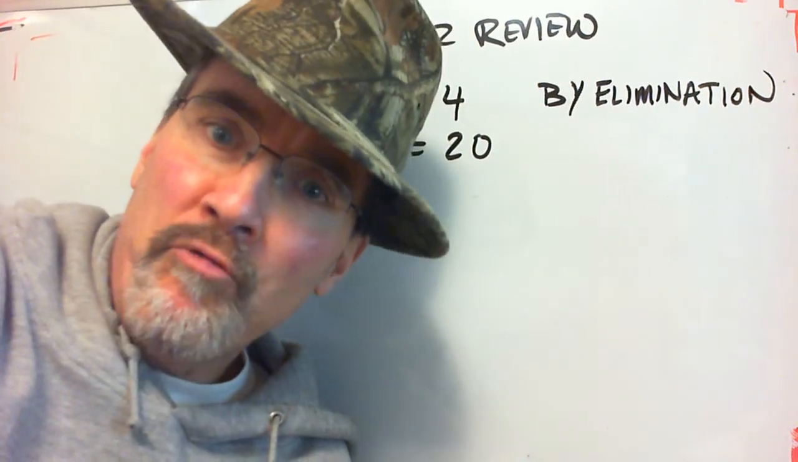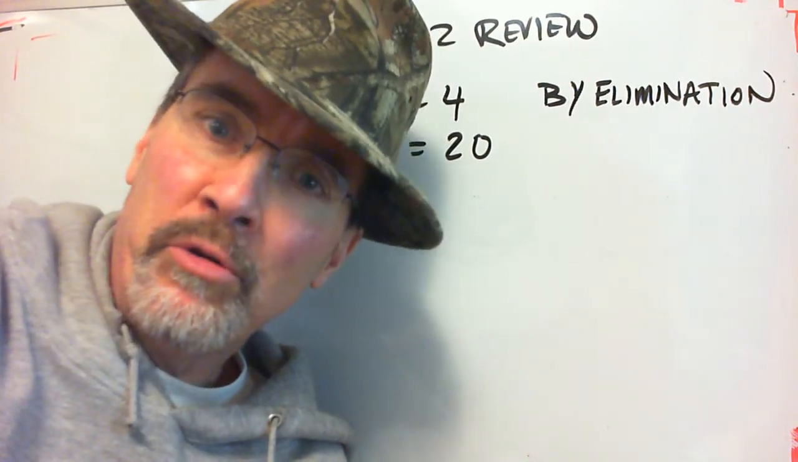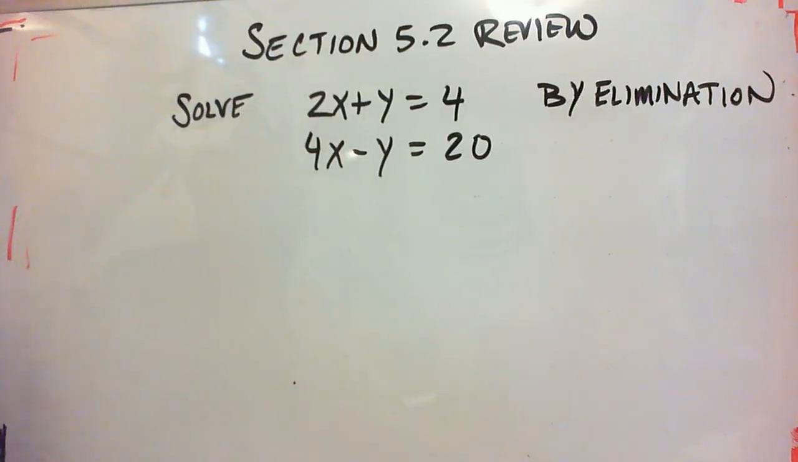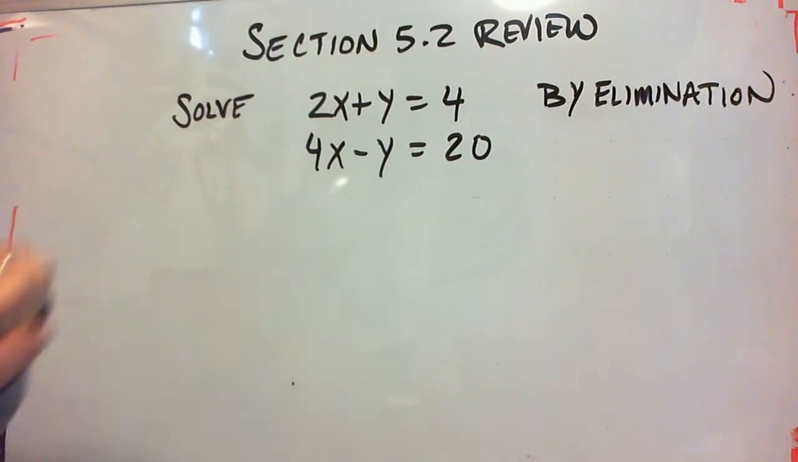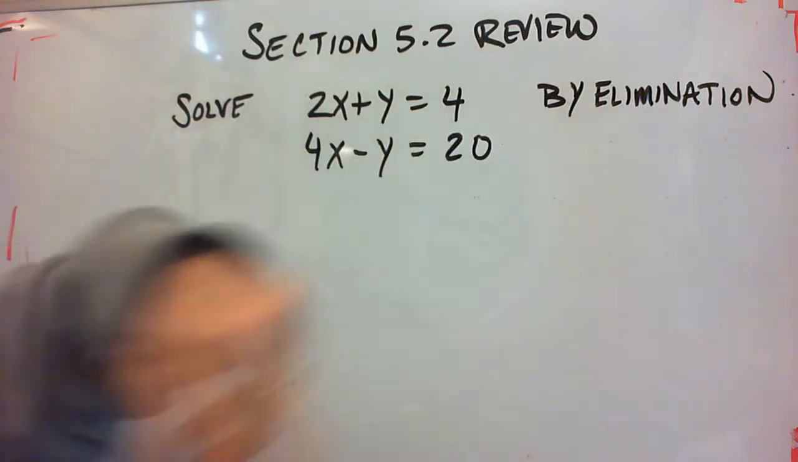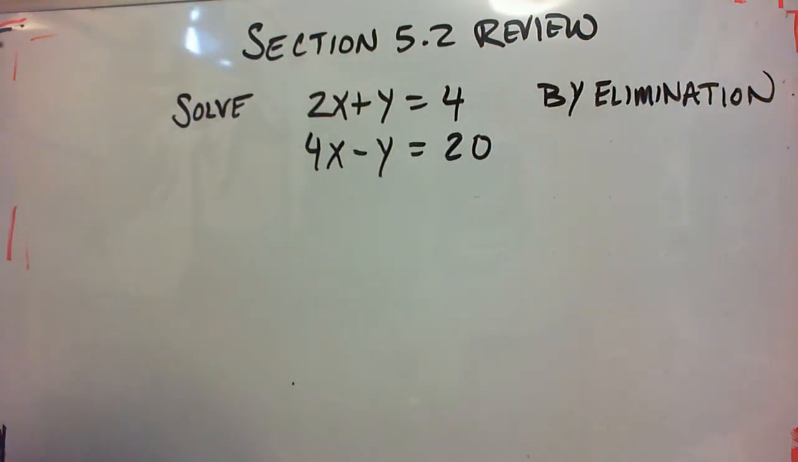Okay, it's time for 5.2 review. And we're going to start by solving this system by elimination. That means add the equations or multiples of the equations together to eliminate a variable.